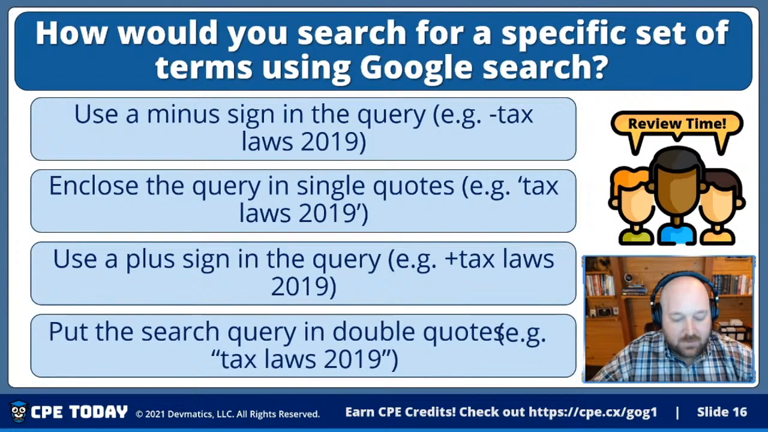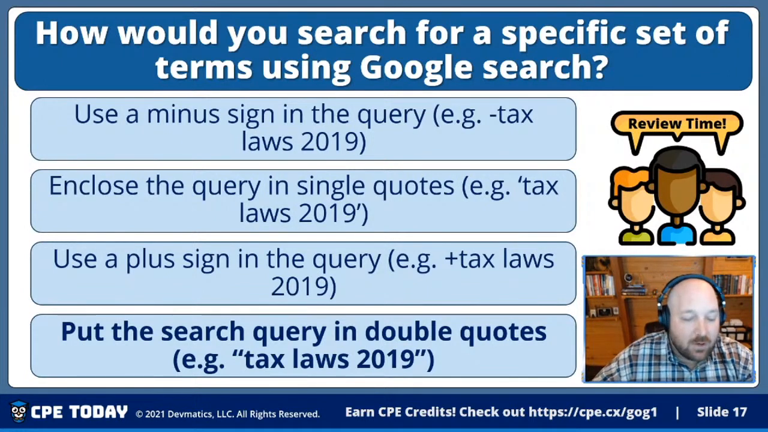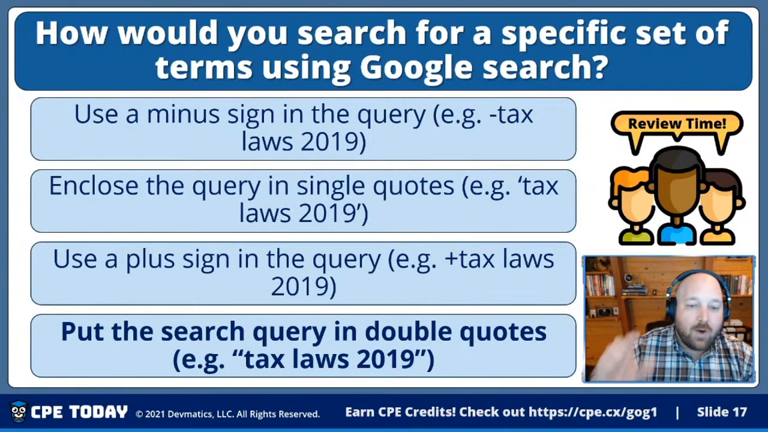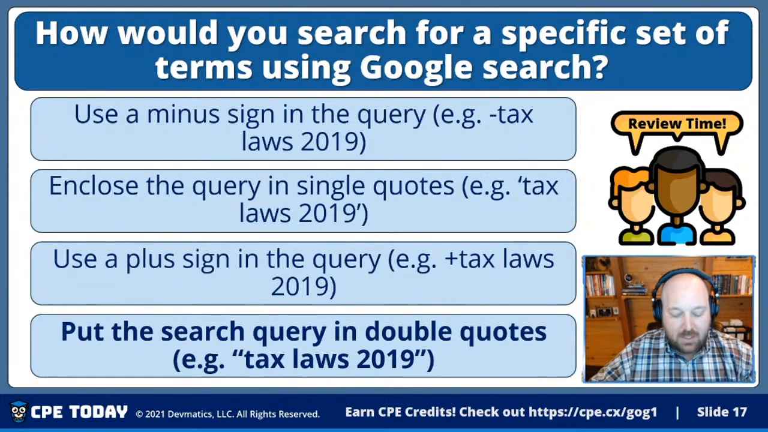The correct answer in this particular example would be to put the search query in double quotes. If we put the search query in double quotes, we will always get back the data that we are looking for. So double quotes are great for error messages, or when you're looking for a specific set of terms that you would like to use.